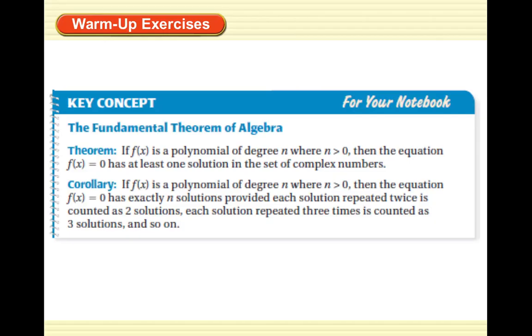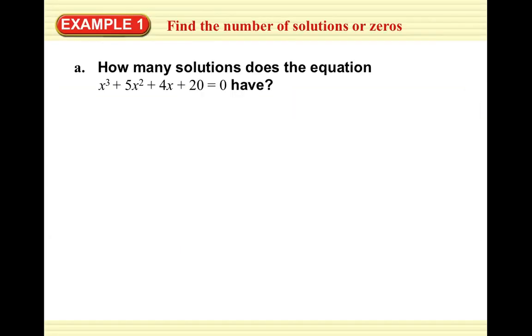The corollary means if the function is a polynomial of degree n, where n is greater than 0, then the equation f of x equals 0 has exactly n solutions, provided each solution repeated twice is counted as 2 solutions, and each solution repeated 3 times is counted as 3 solutions, and so on. So whatever your exponent is of your function, that's how many solutions you will have for that function, even if they are repeats. All right, so let's take a look at our first example.